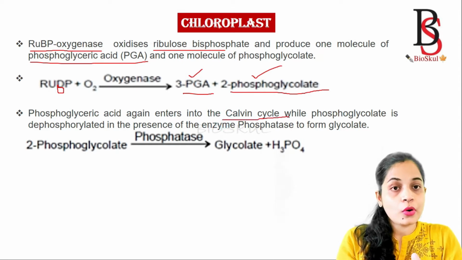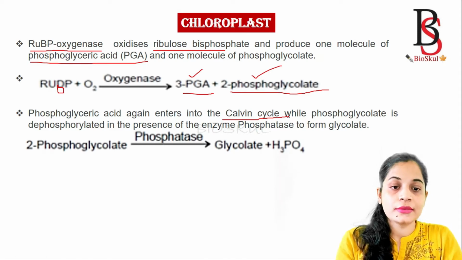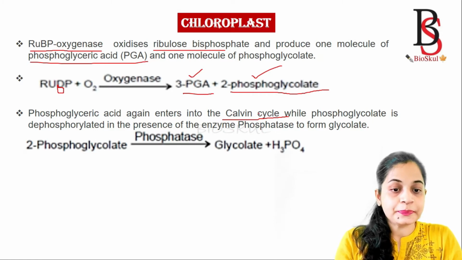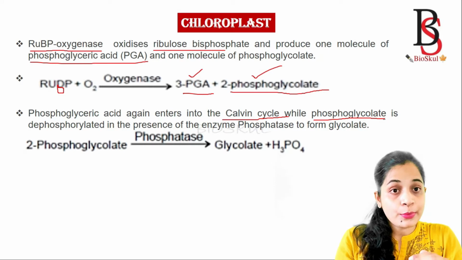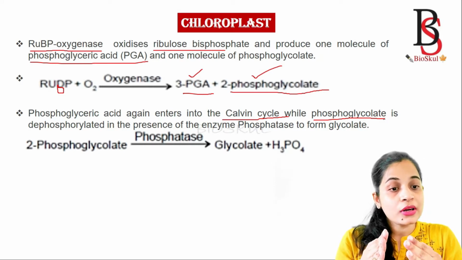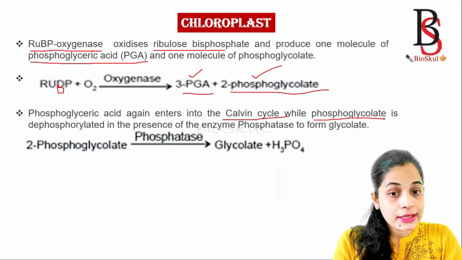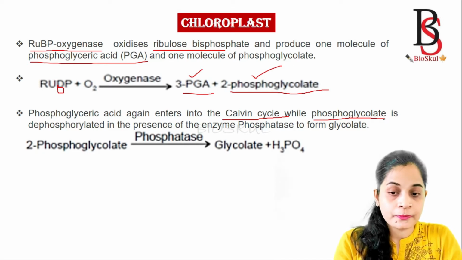Then this phosphoglyceric acid will enter into the Calvin cycle. I have a video on the Calvin cycle. If you have not watched it, then please do watch that. The phosphoglyceric acid will enter into the Calvin cycle, while this phosphoglycolate itself cannot enter into the Calvin cycle. And the process by which the phosphoglycolate is converted into phosphoglyceric acid is known as photorespiration.